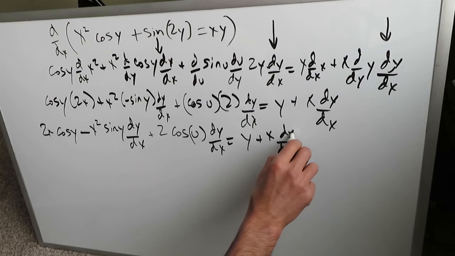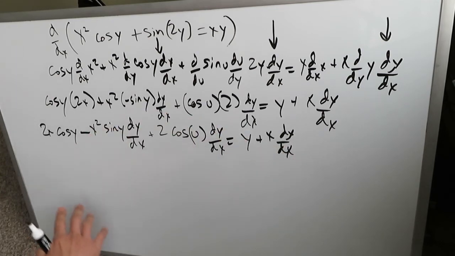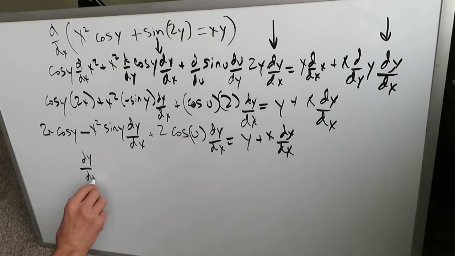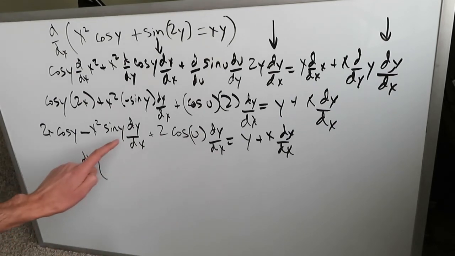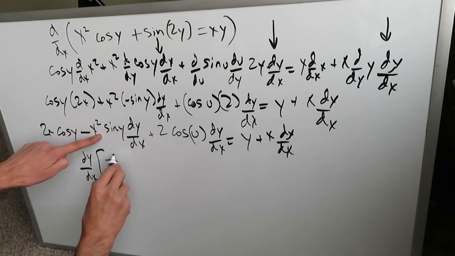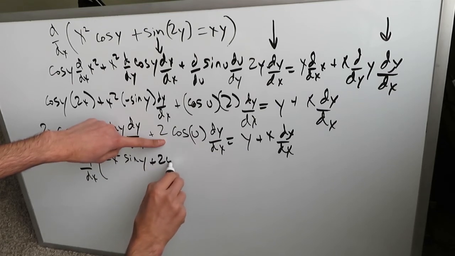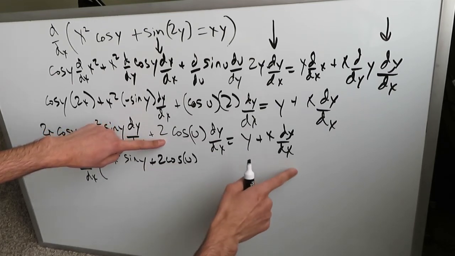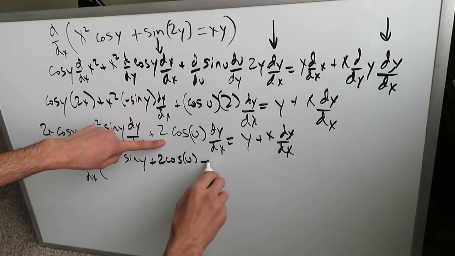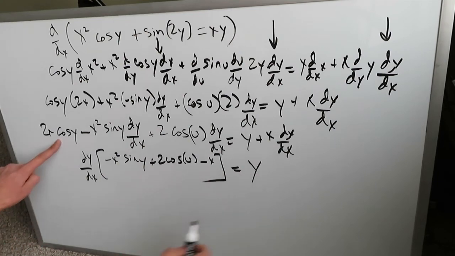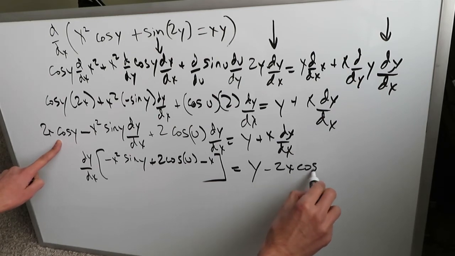Now in this next step over here, I'm going to bring all the dy dx's onto the left side, and I'm going to bring everything else onto the right side. We're going to do this fast. And look over here. We have a dy dx isolating. I'm going to start isolating in my head. This dy dx is attached to a minus x squared sine y. This dy dx is attached to a plus 2 cosine u. When you bring this x dy dx, it would have become a minus x over here. And you have a y over here. And you have this 2x, which will go on the other side. This 2x cosine y is a minus 2x cosine y.